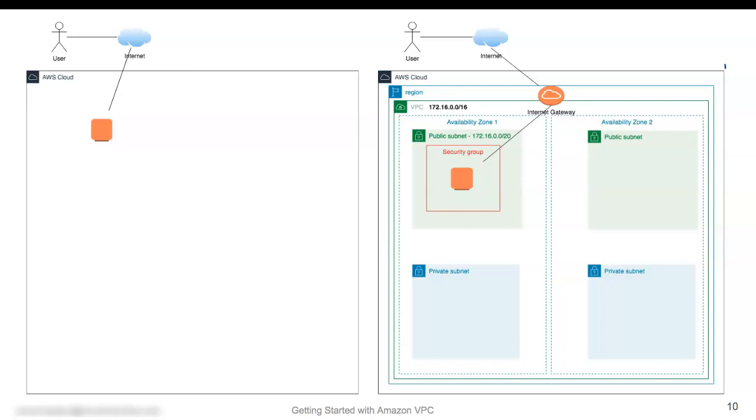Then comes the element of security group. Now security group is nothing but a virtual firewall around your EC2 instance. So let's say that you are hosting a public facing website. Then you definitely want end users to access your website over port 80 or port 443. But you don't want everyone to connect to this server over SSH or RDP.